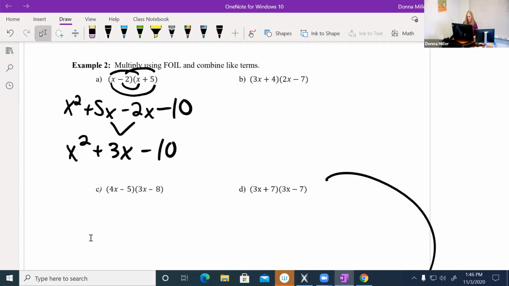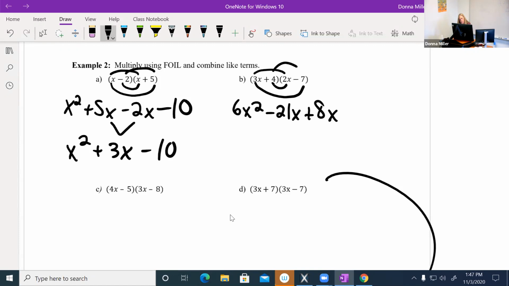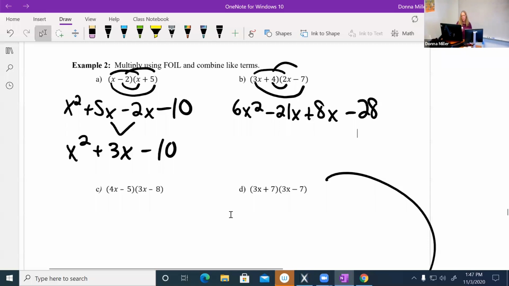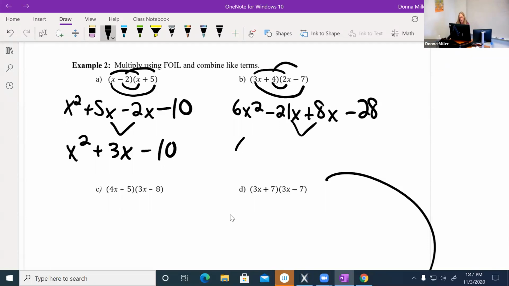All right, let's do the next one. So we're going to do first. So 2x times 3x is 6x squared. Outsides, 3x times -7, -21x. Insides, 4 times 2 is 8x. And last would be -28. All right. Then you combine the outsides and the insides. Let's see, -21 and 8 is 13. No, -13. Is that right? Yeah.